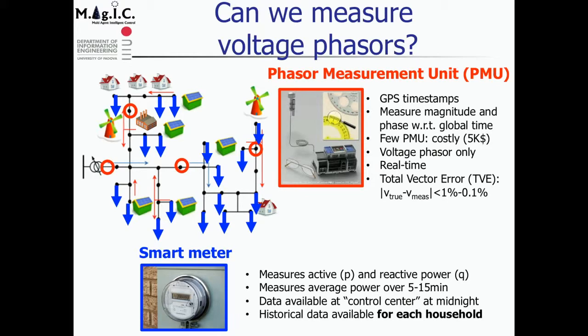They can measure active and reactive power, possibly averaged over 5 to 15 minutes. Therefore, for each household, you potentially have a time series that can help you predict the profile of the user, for example, the next day.